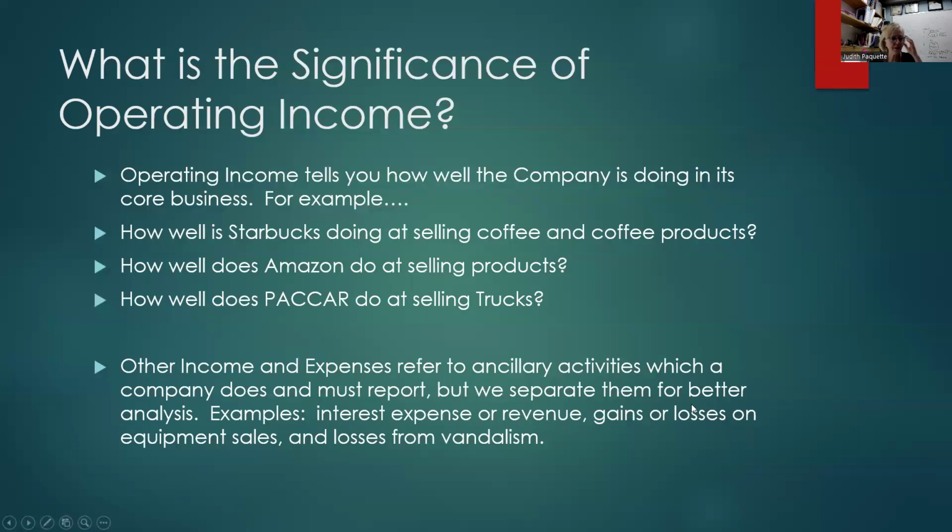But then we come to other income and expenses. Okay. These are additional activities that the company does. They could be miscellaneous revenue, could be miscellaneous expense, but they're not part of their normal business. Okay. So the example I give is operating income is telling you how well Starbucks does at selling coffee and coffee products and merchandise. How well does Amazon do in selling products? How well does PACCAR, Kenworth, Peterbilt trucks do at selling trucks? This other stuff is outside of those activities.